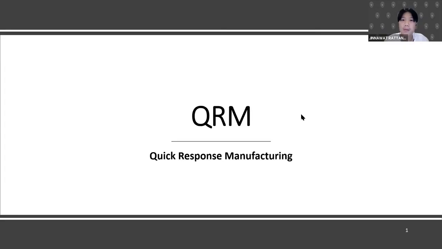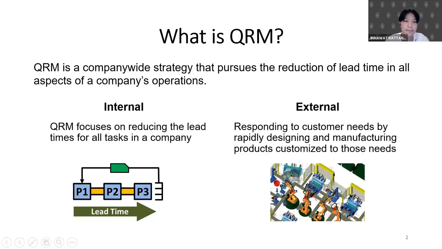So next we talk about what QRM is. QRM is a company-wide strategy that pursues the reduction of lead time in all aspects of the company's operation. So actually QRM focuses on the lead time, not the utilization.